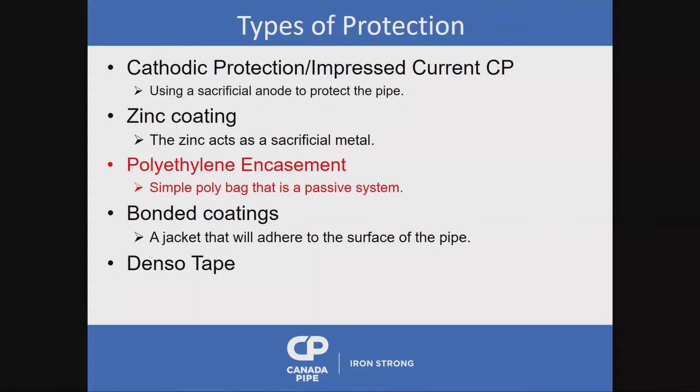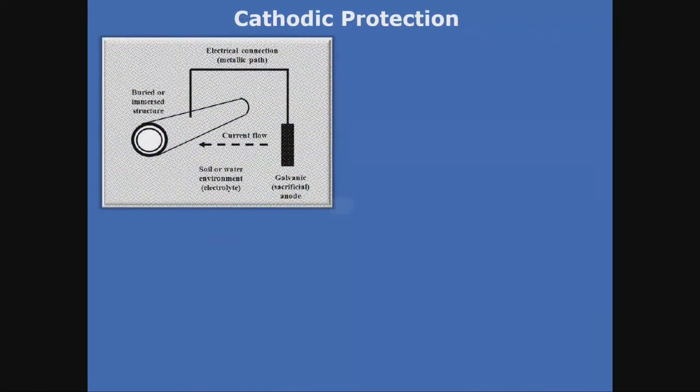Well, there are lots of different ways to protect it. We use cathodic protection, zinc coating, polyethylene encasement, which I'm going to get into a lot, bonded coatings and Denso tape. But let's look at a couple of these other ones that you're probably familiar with because they've been around and they're used for other things. They're used for the oil and gas industry, which is very important. So let's talk about cathodic protection.